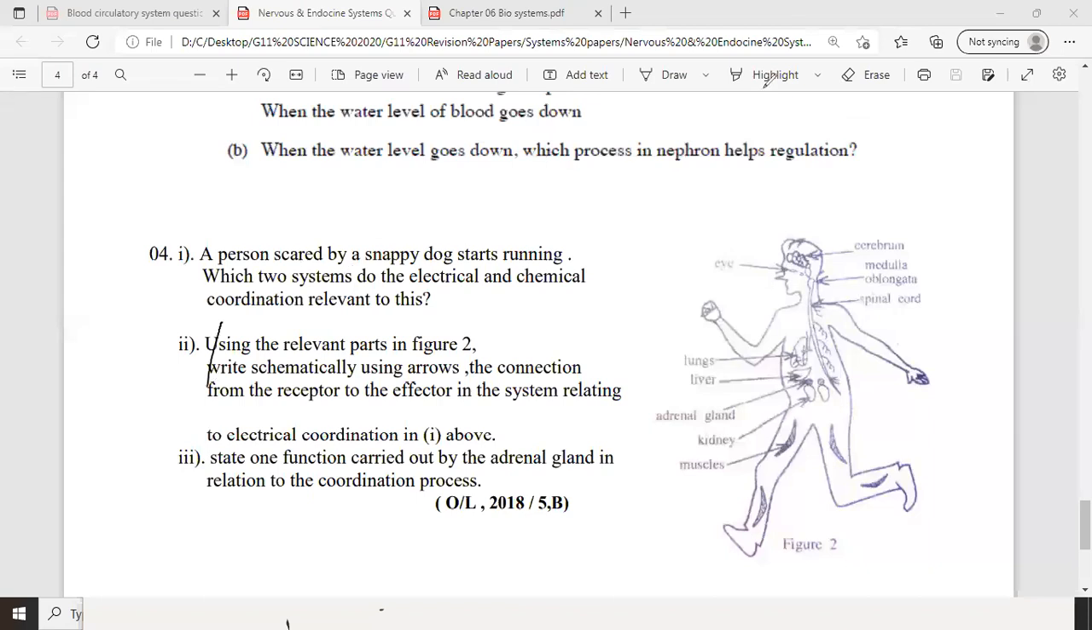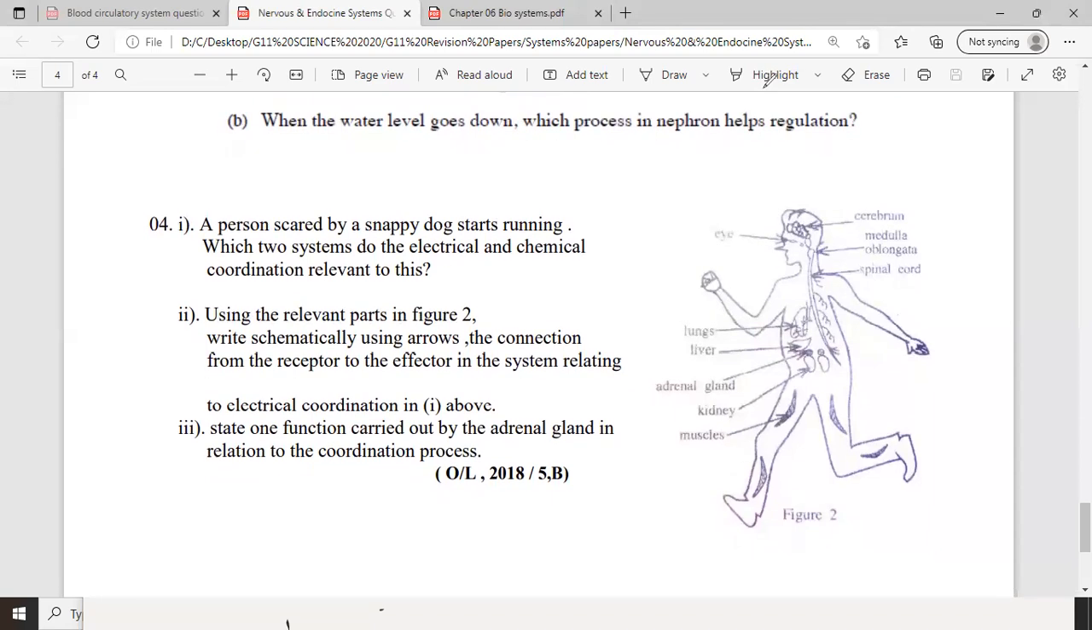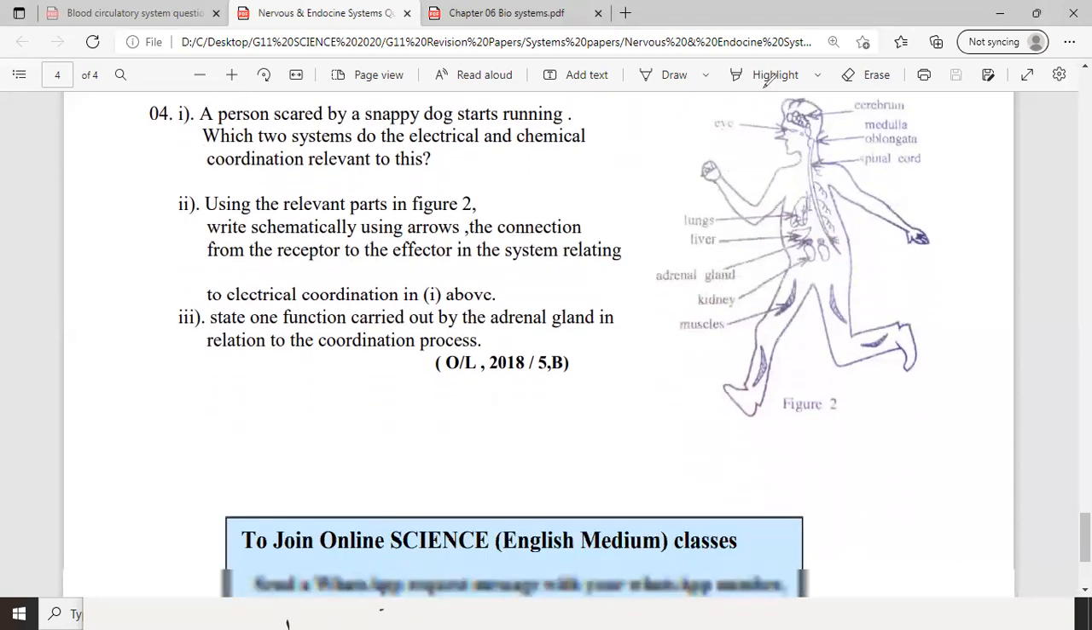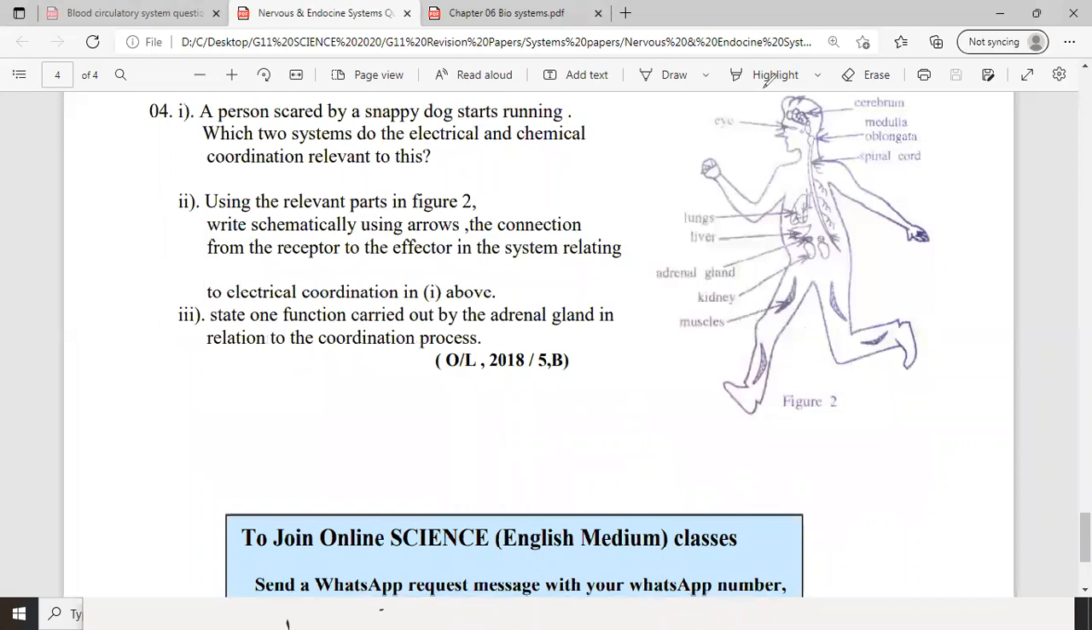Right, the last question. A person scared by a snapping dog starts running. Which two systems of electrical and chemical coordination are relevant to this? Which two systems? Who can give me the answer for part 1? Yes, any volunteers?